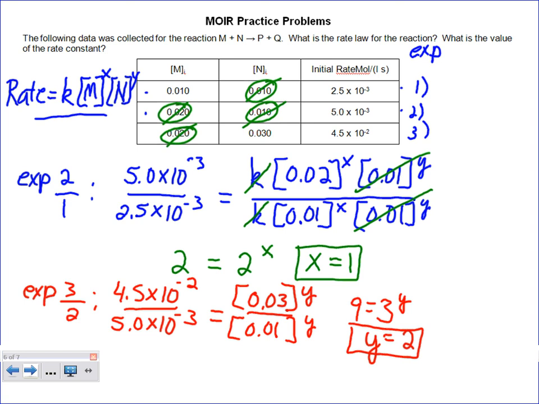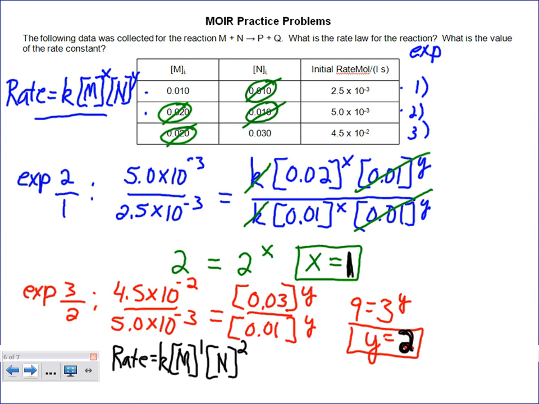So now with this information we can plug it in and actually get a rate law. And I think I need to write smaller. Rate equals K times the concentration of M raised to the first power times the concentration of N raised to the second power. So now you have your rate law.